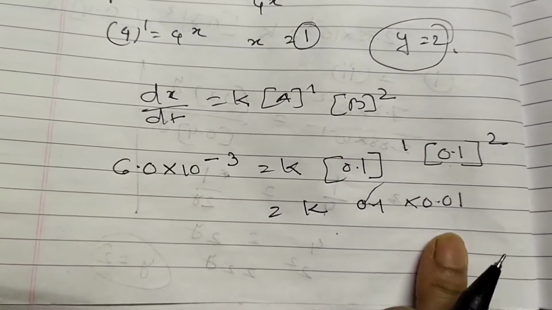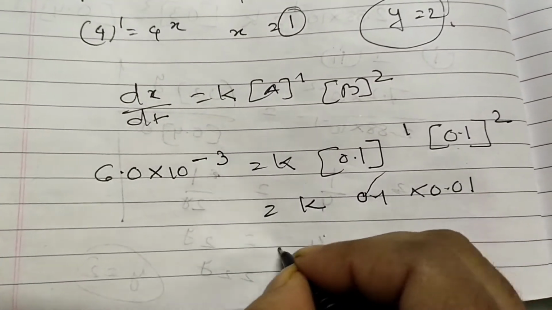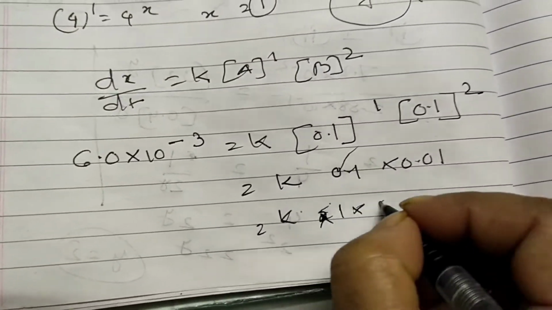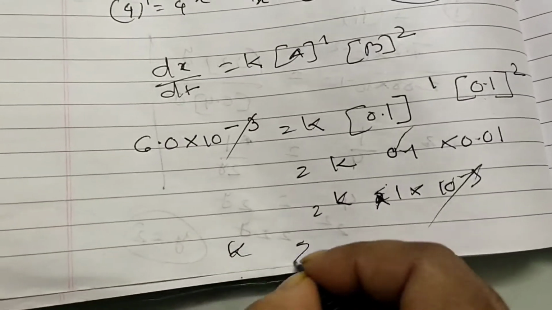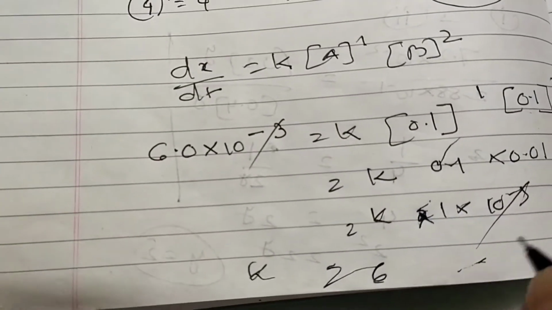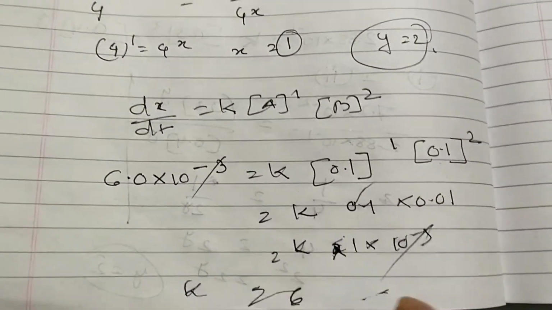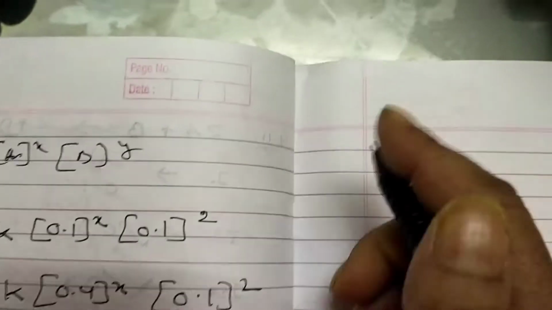So definitely it is 10 to the power minus 3, so it will cancel on both sides, 10 to the power minus 3. So we can write k equals to 1 into k into 10 to the power minus 3, these two cancel, so k equals 6. So already we got the rate constant k equals 6 here.